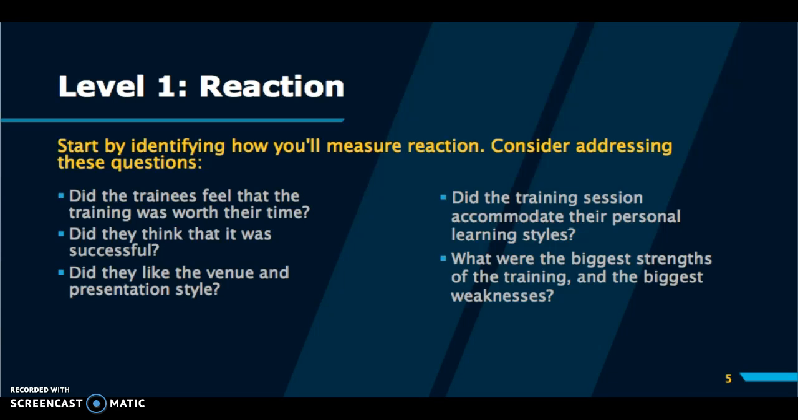Here are some questions that you can ask your trainees as far as identifying the reaction that they have based on the training that was just provided to them. So some of the questions include, like I mentioned in the last slide, the venue and the style of the presentation, how do they feel about what they were presented with, how accommodating was the instructor for their personal learning styles, what were some of the biggest strengths of the training and some of the weaknesses.